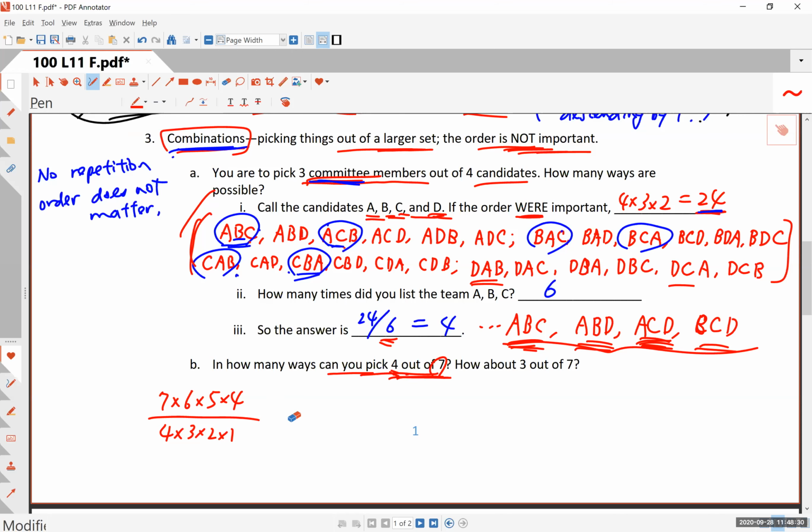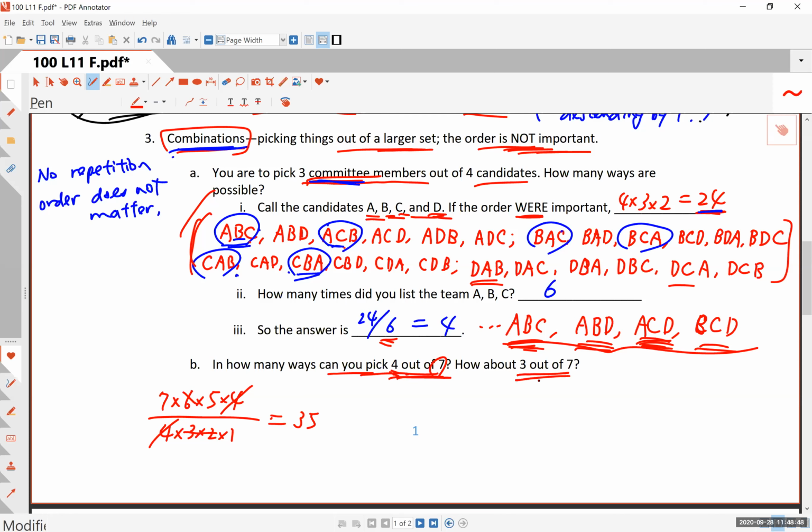By the way, if you write it this way, you can often cancel some of these. And then 3 times 2 is basically 6. So this turns out to be 35. You don't even have to have a calculator to calculate this. So that's the answer to this question.